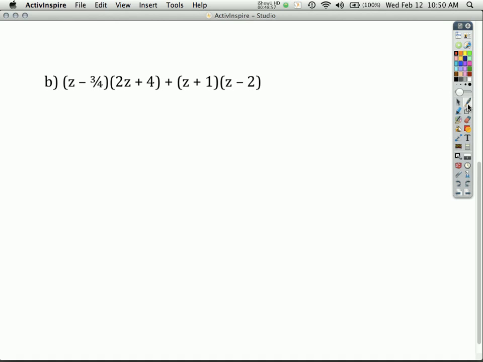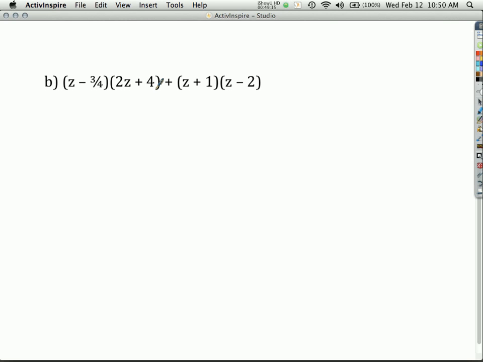So now I've upped the complexity by putting in a binomial times a binomial plus another binomial times a binomial. So what I've done is put in 2 multiplication problems. Here's the first one. Here's the second one. I put 2 in and then added them together. But basically, here's what's happening. We need to do that one.